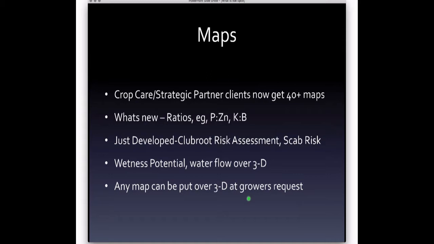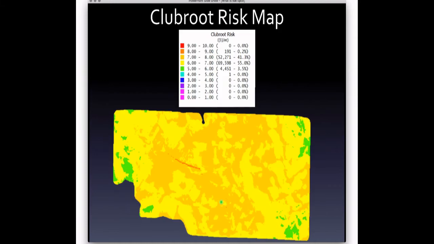We kind of talked about all of these. The wetness potential is basically a water flow map that you put over 3D. But realistically, we can put any map over 3D at the grower's request if he wants to see how his nutrients are laid out over his field.